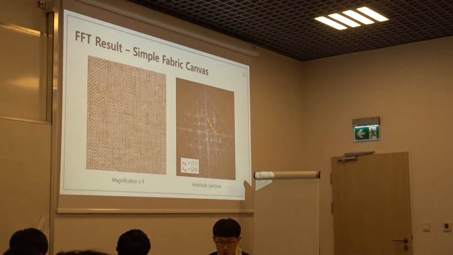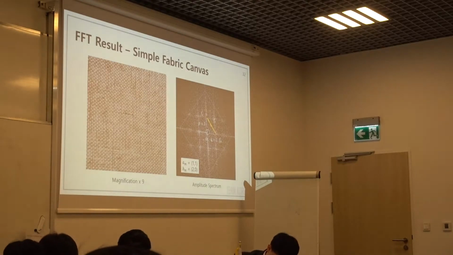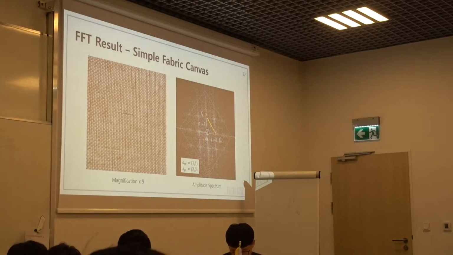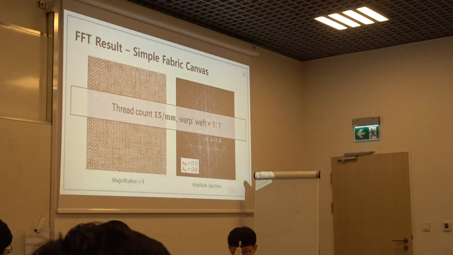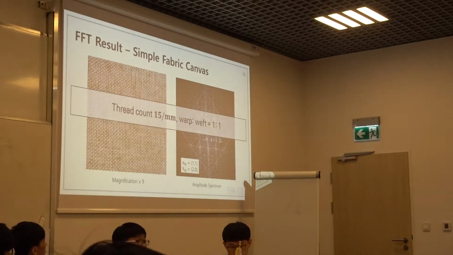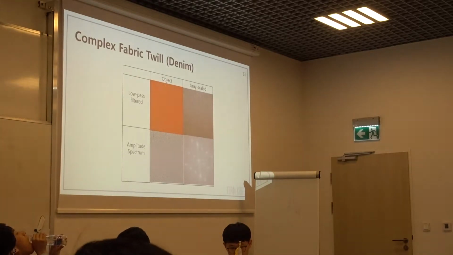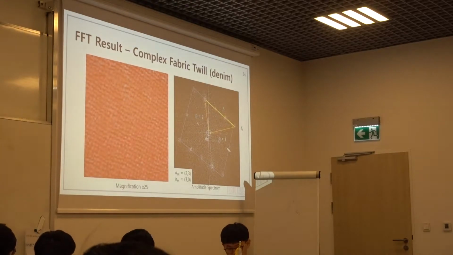And for this, with the method that I have shown you before, we could actually calculate the FT, FE and FA. From this, we could analyze the original thread count. Through this, we can calculate that the thread count is about 15 per millimeter, and warp and weft will be 1:1. And for complex fabrics such as twill, it is also applicable as follows.